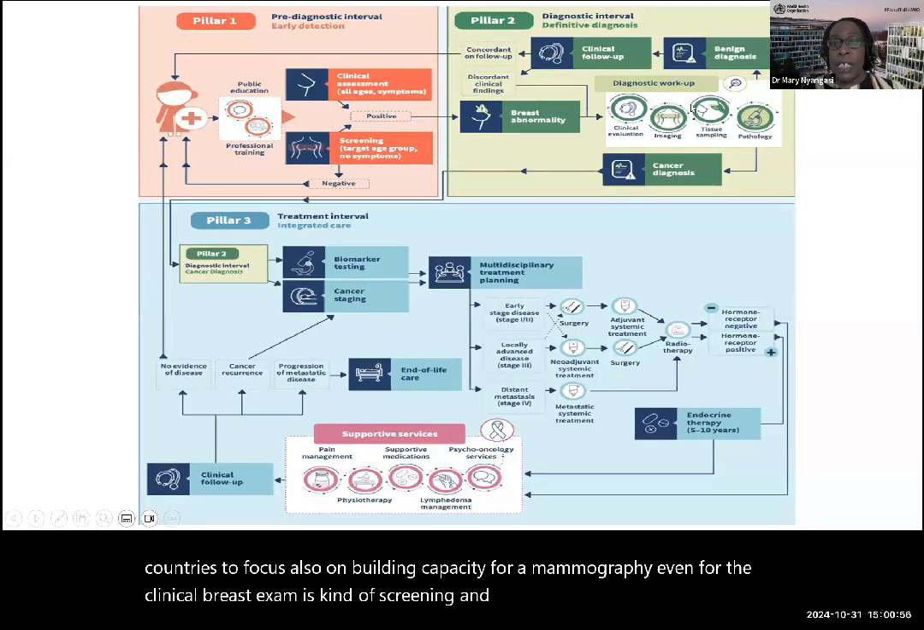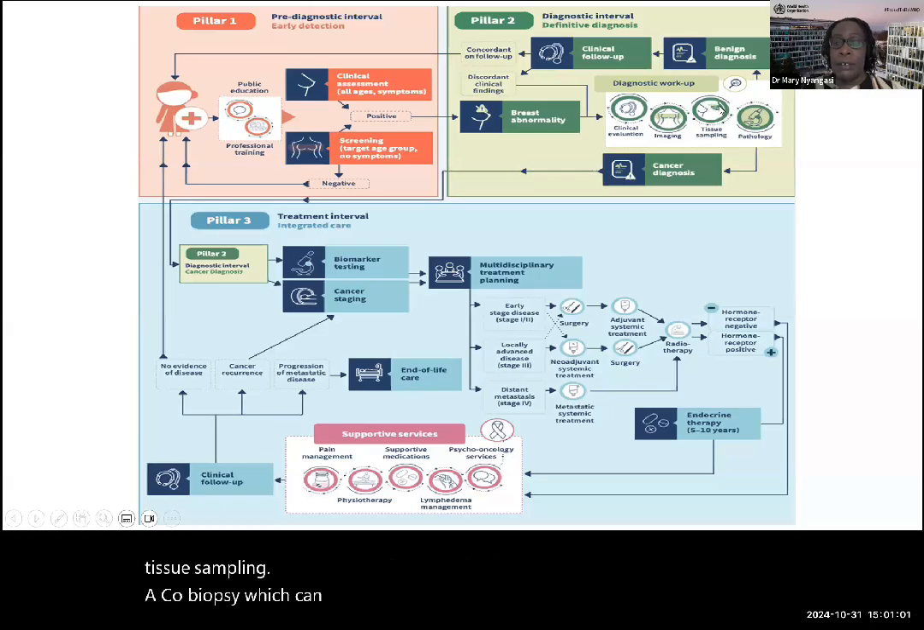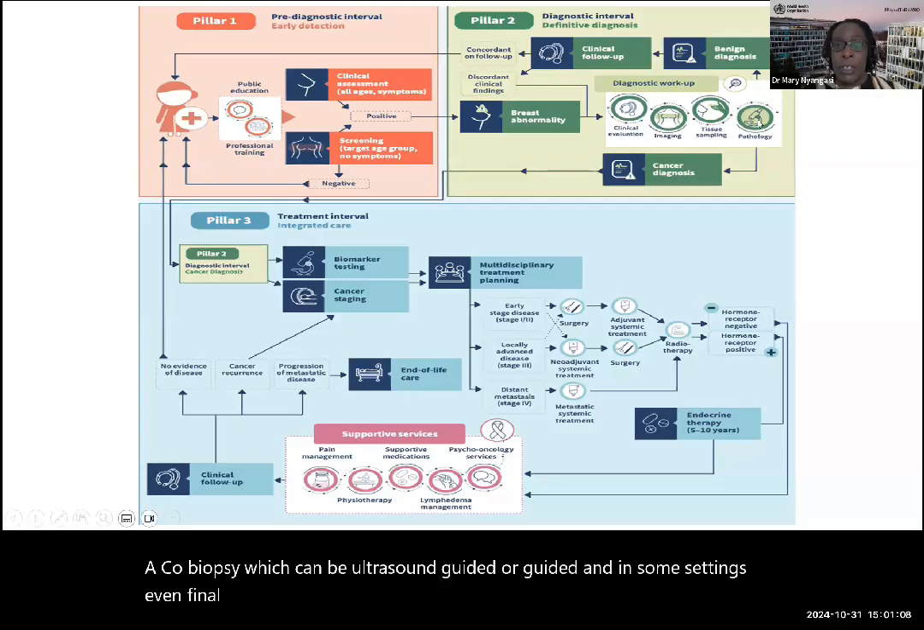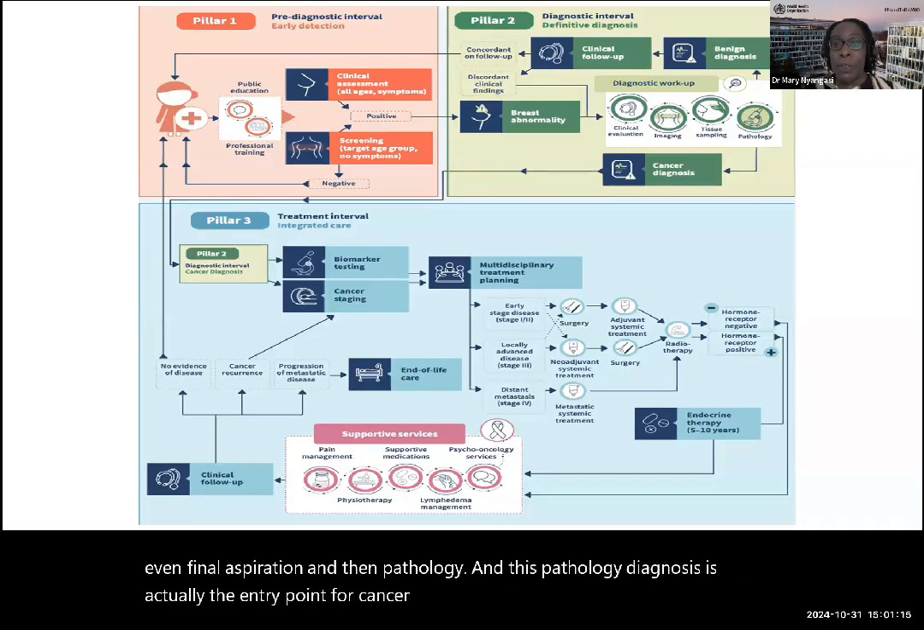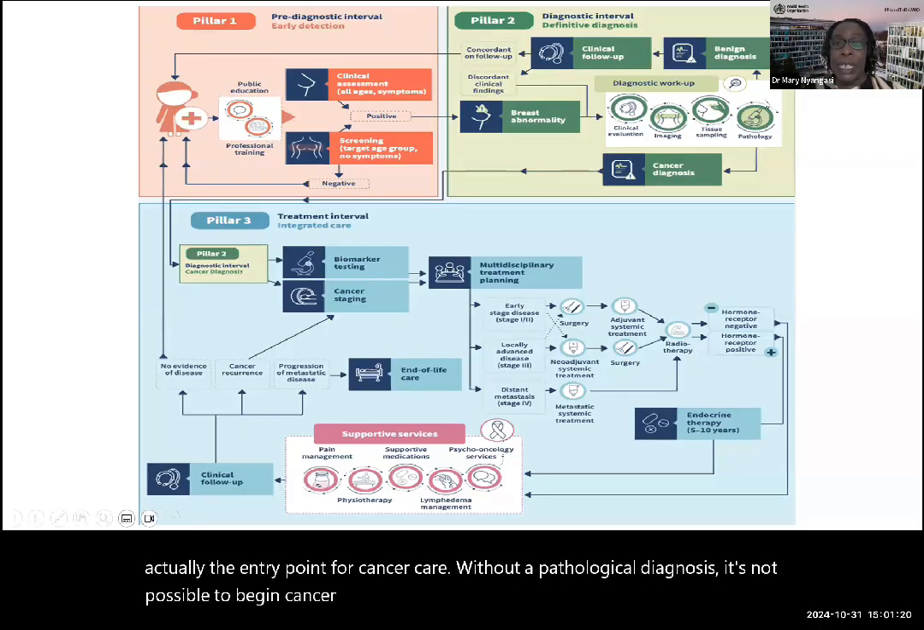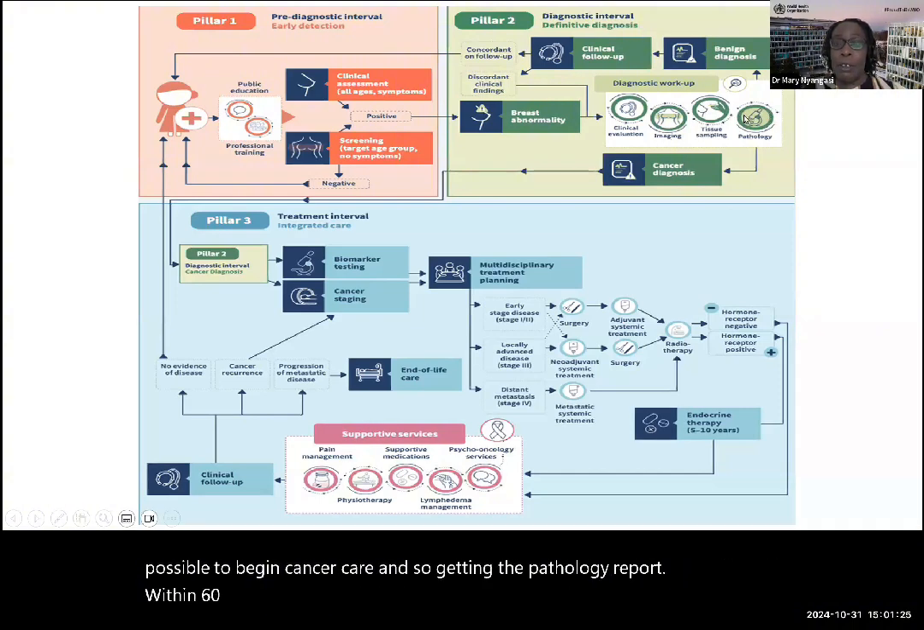And then after that, there'll be tissue sampling, core biopsy, which can be ultrasound guided or non-ultrasound guided, and in some settings, even fine needle aspiration, and then pathology. This pathology diagnosis is actually the entry point for cancer care. Without a pathological diagnosis, it's not possible to begin cancer care. And so getting the pathology report within 60 days is critical in this pillar 2, so that we can achieve timely diagnosis for breast cancer.